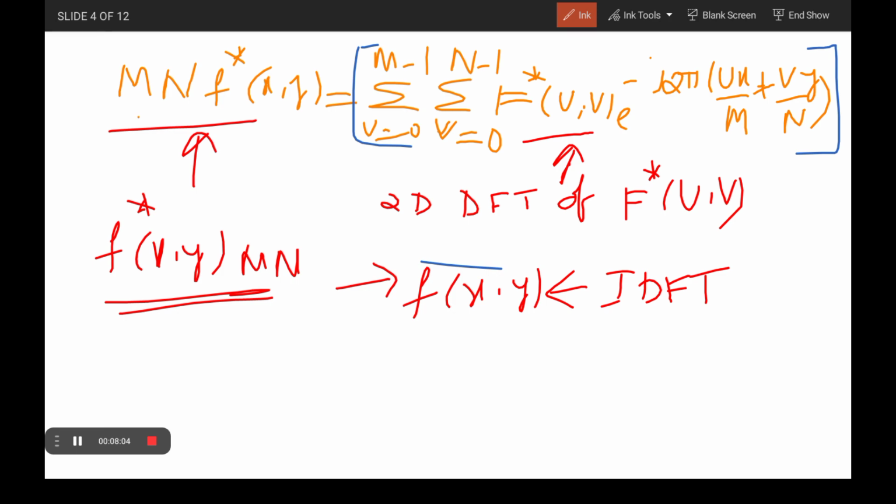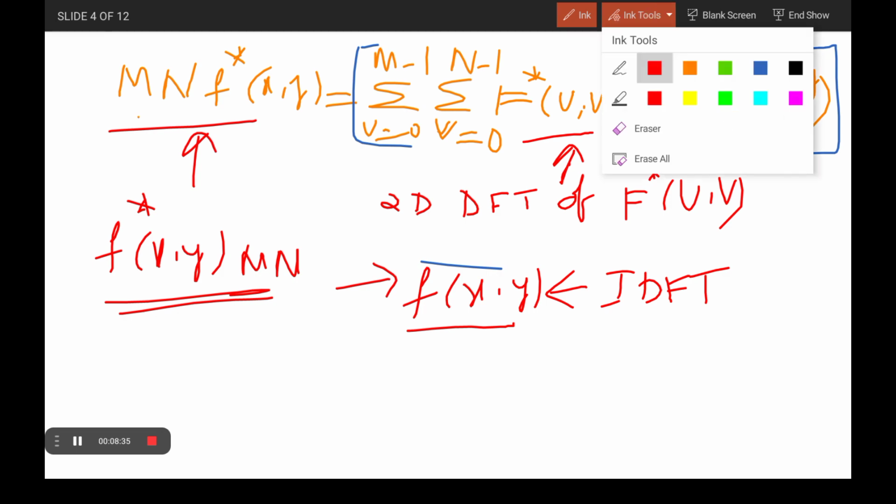That means if you have any algorithm for finding the two-dimensional discrete Fourier transform, and you apply the input as f conjugate of u comma v, then you can directly get f conjugate of x comma y into MN. That means if you are giving the 2D DFT, the value is equal to f conjugate of x comma y into MN. So if you know the f conjugate of x comma y into MN, obviously you can find out this value. So how are we going to find out this value?